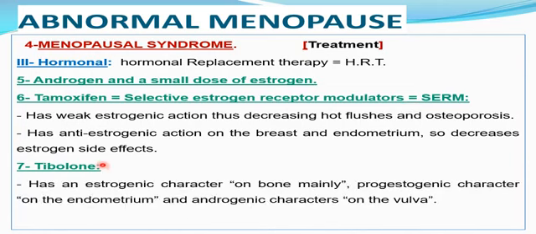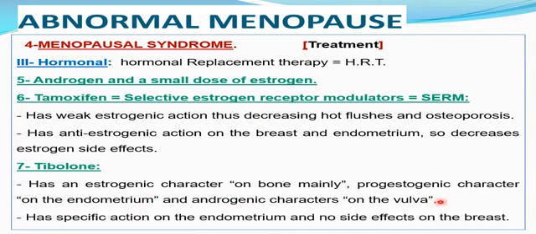Tibolone is considered one of the best treatments replacing estrogen, as it has an estrogenic character on bone, preventing osteopenia and osteoporosis, progesteronic character on the endometrium, preventing hyperplasia and preventing abnormal uterine bleeding, and androgenic character on the vulva, increasing its blood supply and increasing libido. So it is considered one of the best lines of treatment. Again, it has a specific action on the endometrium and no side effect on the breast.